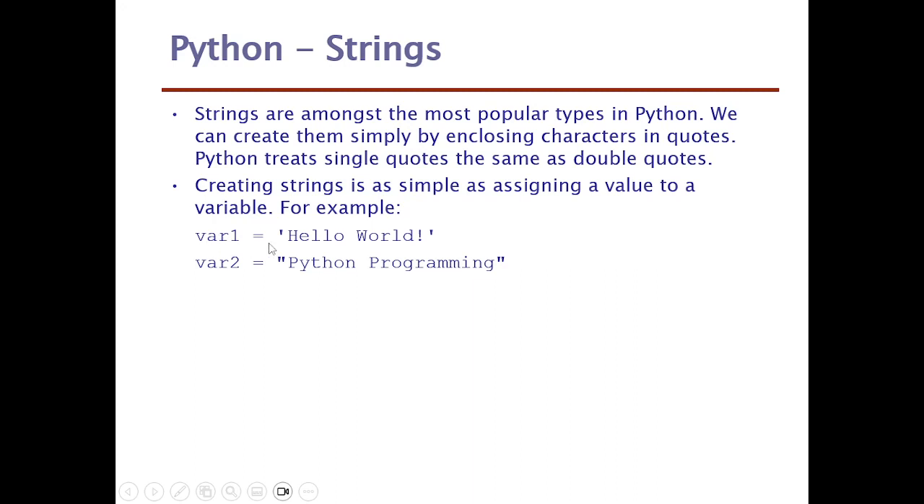So we have var1 and it has the value of hello world, and in var2 we have the Python programming. Once we call the print function, print var1 and print var2, the output will be hello world, Python programming.